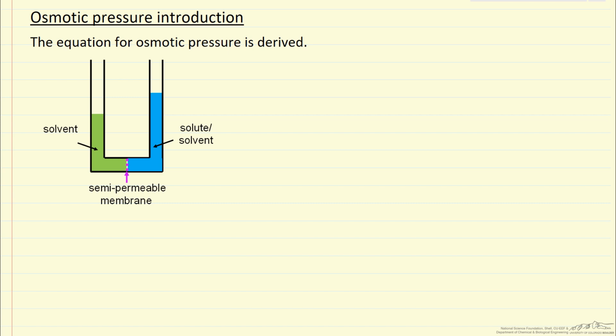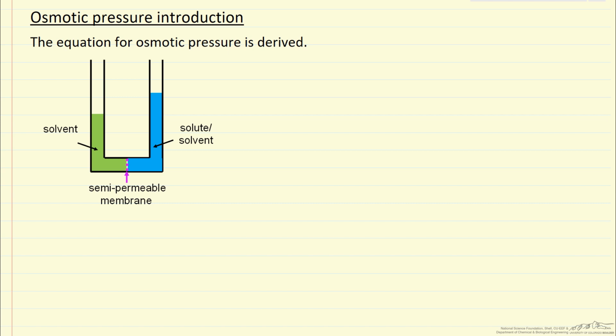I'm going to derive the equation for osmotic pressure. And the physical situation is we have a semi-permeable membrane. What that means is that only the solvent can go through the membrane. So on the left side, the green is only solvent. On the right side, we have a solute-solvent mixture. For example, the left side could be water and the right side could be water with, say, sucrose dissolved in it.